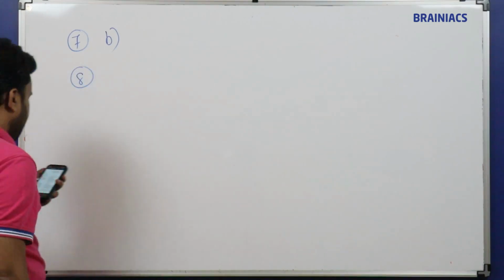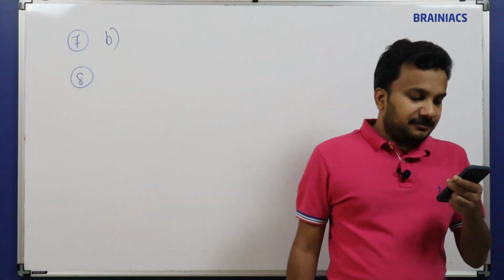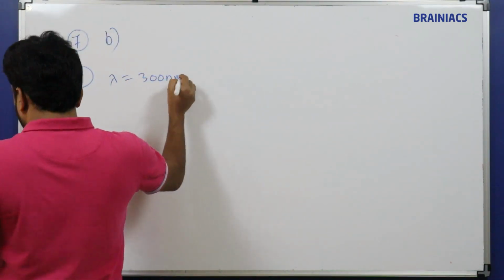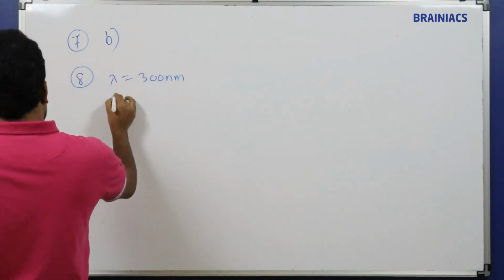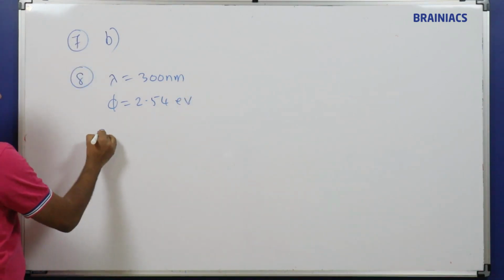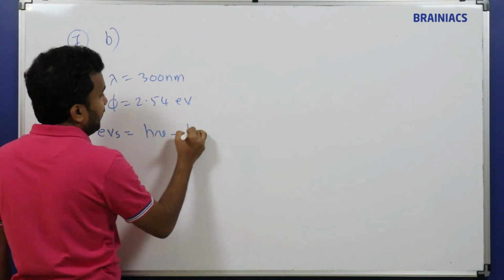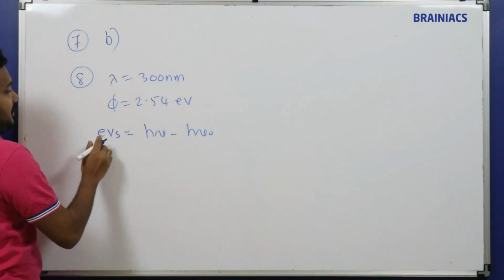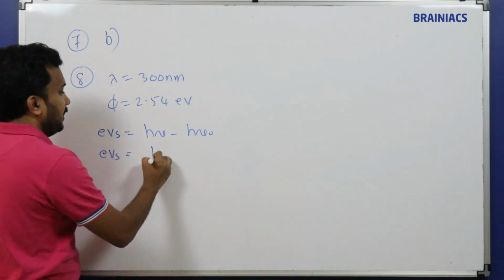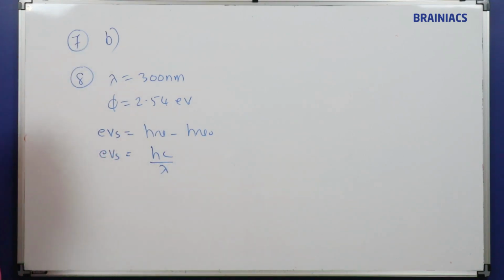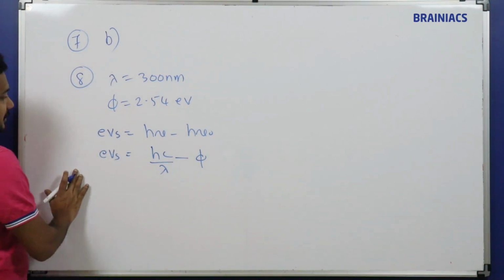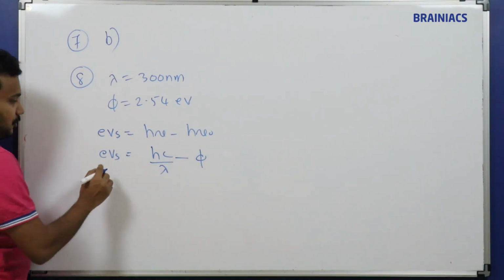Let's move to the next question. Question number 8. Light having a wavelength of 300 nanometer falls on a metal surface with a work function phi given as 2.54 electron volt. We have to find the stopping potential. We know eVs equals h nu minus h nu naught. h nu means hc by lambda, minus the work function. Everything is in electron volt, so our job will be easier.